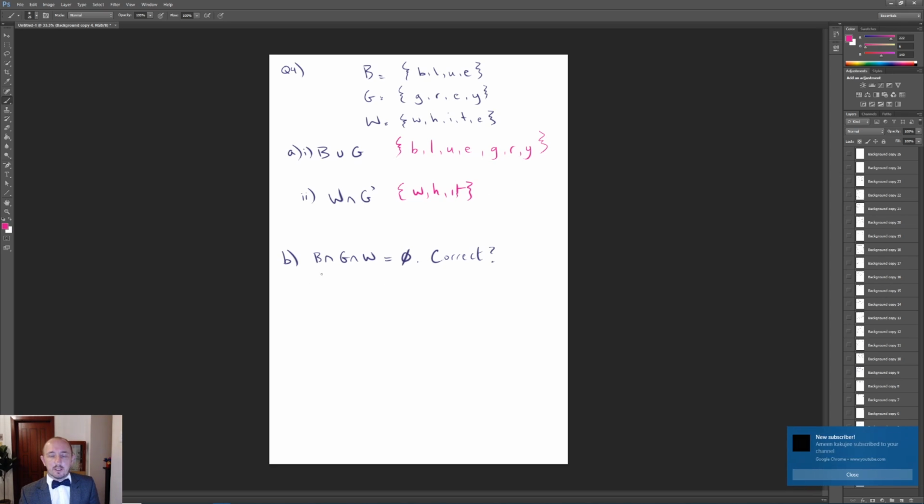The final part was B intersection G intersection W equals an empty set. Is that correct? So if we look at all of these, we have an E, E and an E in all of these. So actually that's not correct. And then you'd have to say something like they have E in each of the sets, or there's something that's in common to every set.